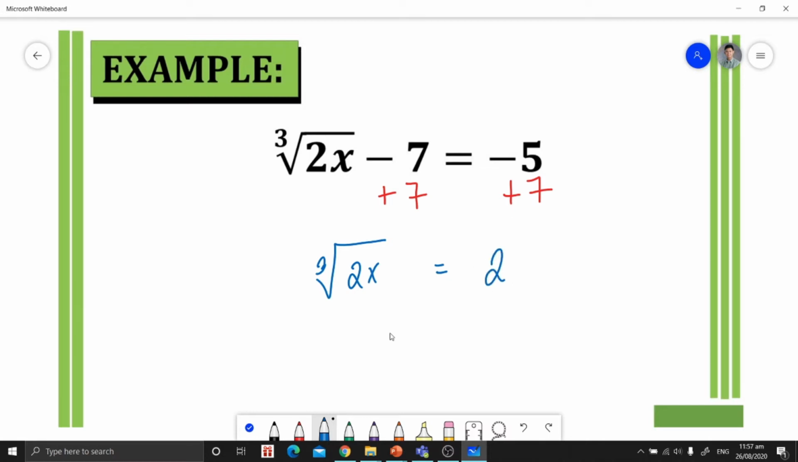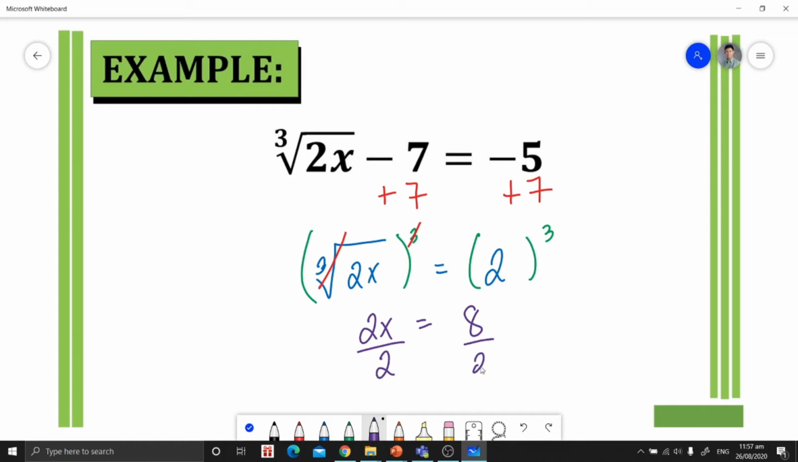After that, we're going to apply the cubing property. Since our index is 3, we will use the cubing property to eliminate the radical symbol. So we cancel, and let's simplify. We have 2x is equal to 8. Divide both sides by 2. So x is now equal to 4. That will be the value of x that we're going to check.